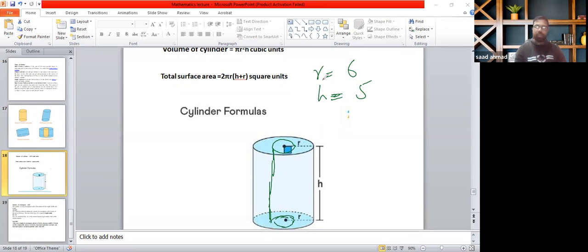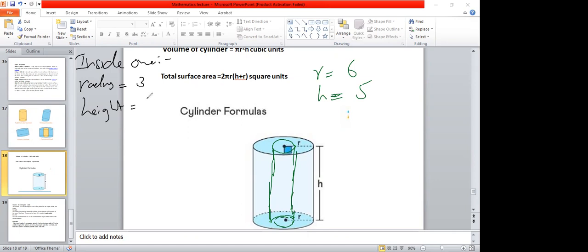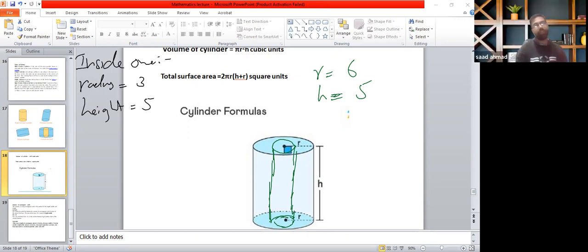Okay. So let's say the radius of the inside cylinder is 3. This inside circle has the radius 3, and its height will also be the same. So the height is equal to 5? Yes. We can have a different height, and we can try it with a different question, but for now let's just do it with the same height.